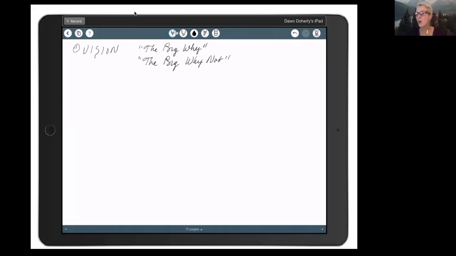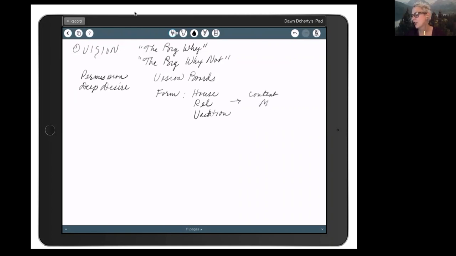So when I talk about the big why not, I'm giving you permission to have deep desires. It is not selfish. It's the least selfish thing you can do, is to have this view of the big why not. And we've all heard about vision boards. And yes, when we place something on a board, it has a form. So the form may be the house, the form may be the relationship, right? The form may be the vacation. What we're doing is we're anchoring what's behind the form, which is the content, which is the motion, which is the joy and the happiness.